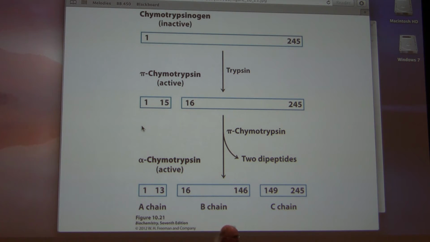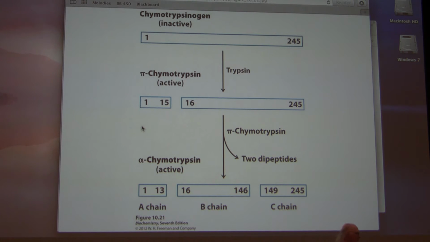And pi-chymotrypsin will act on itself to do some other cuts. So one pi-chymotrypsin will attack another pi-chymotrypsin, and when it does that, it produces cuts that clip out a couple of amino acids. So here, if we cut between 13 and 14, that fragment will disappear. And over here, if we cut between 146, 147, and 148, 149, we'll lose those amino acids there. This is overall a relatively minor set of modifications that are happening, but the effect is to produce a fully active form of chymotrypsin.